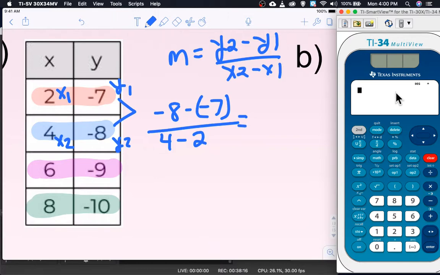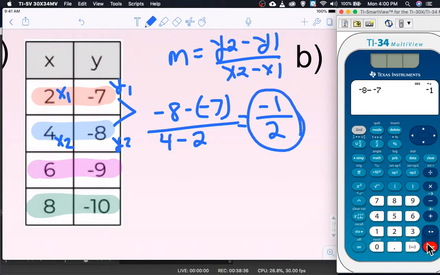Math across the top. Negative 8 minus negative 7 is negative 1. Don't believe me. Negative 8 minus negative 7 is negative 1. Over 4 minus 2 is 2. My fraction of negative 1/2 does not simplify, so this line has a slope of negative 1/2.